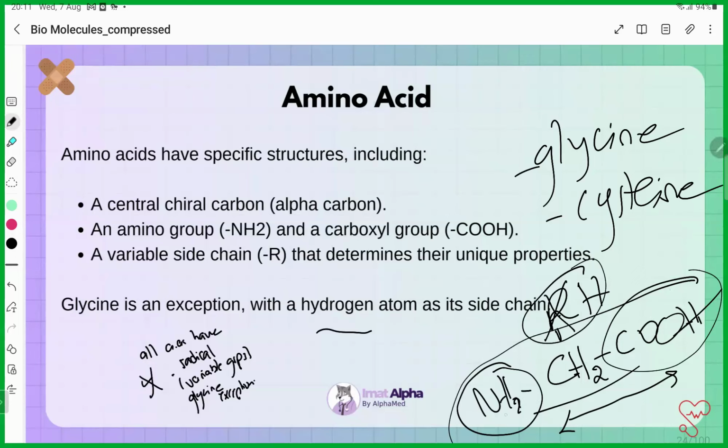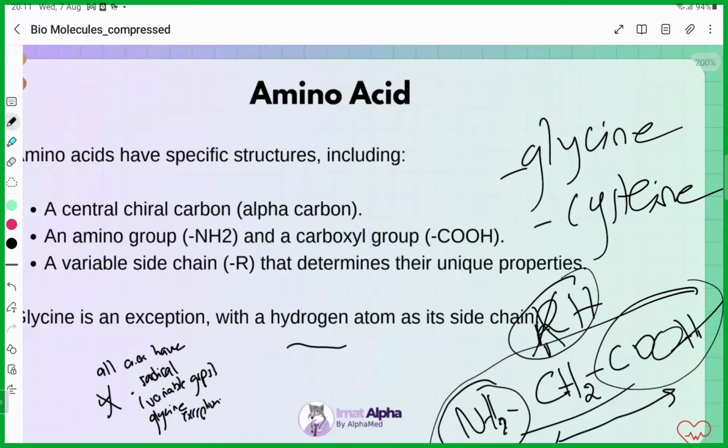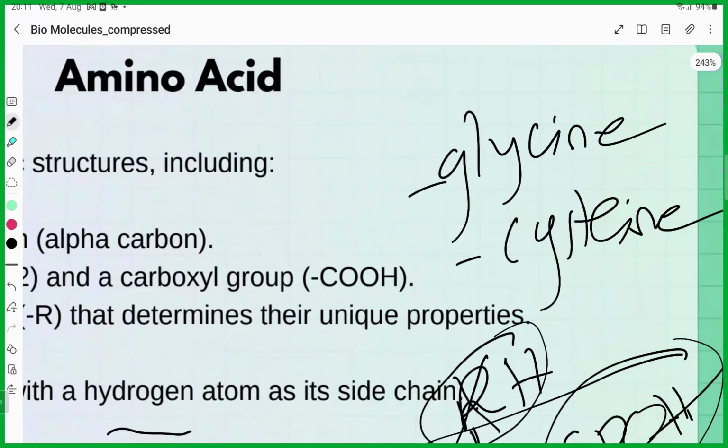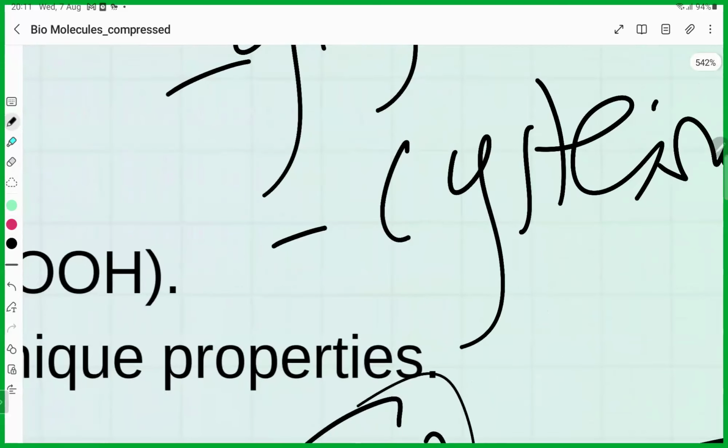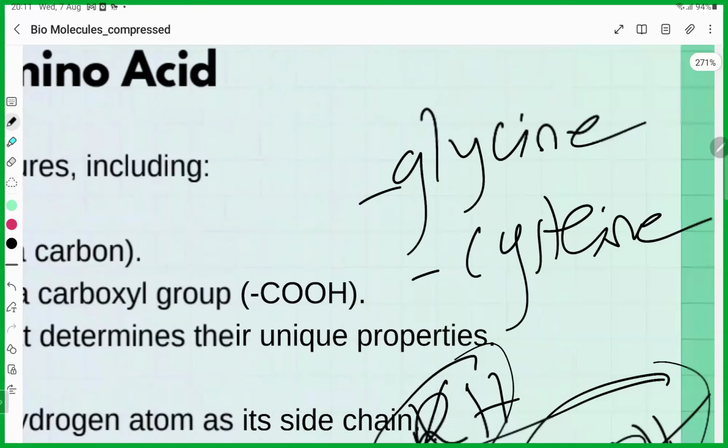Another thing that might be asked in the amino acid part is about cysteine. They might ask you which amino acid will have disulfide bridges, and you will say cysteine. Cysteine is a kind of amino acid which has disulfide bridges.